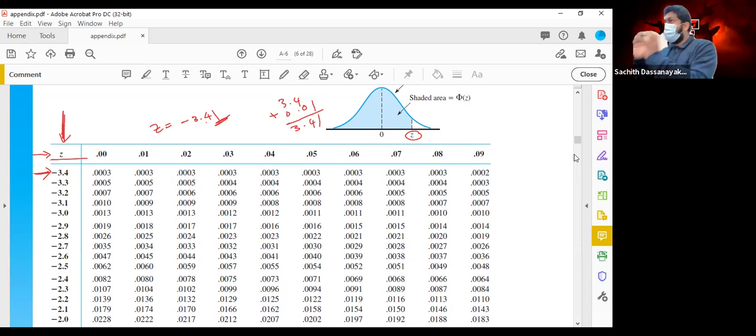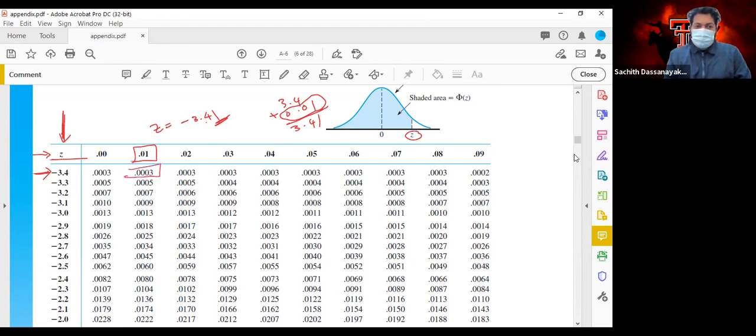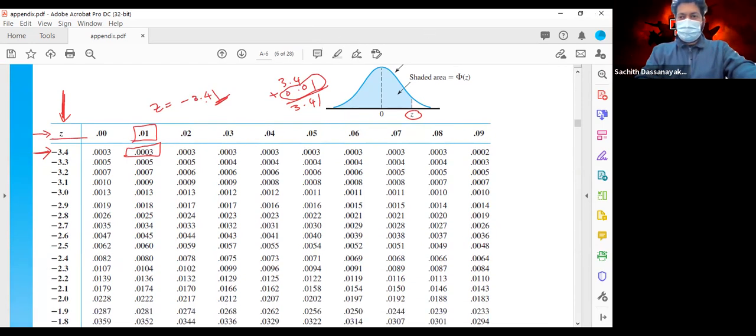For a moment, forget about the negative and positive stuff. Just focus on the value. So you need this much, right? You can find it from here. So 3.4 plus 0.01 is what you need. So your probability value is this. Clear? So that's how we find the probabilities using this standard normal table. Okay, clear? I think they have mentioned the same thing in this slide as well.